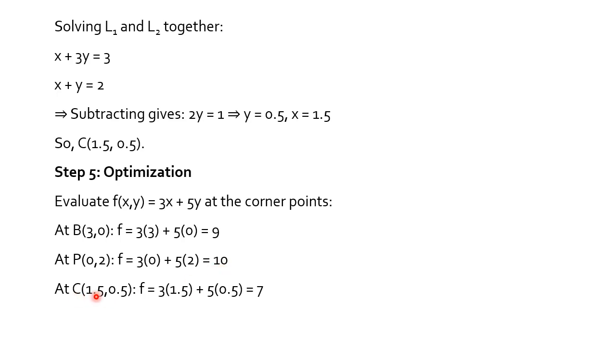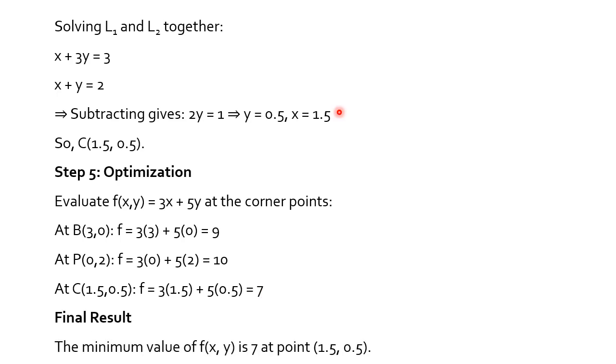After that, we will put x equals 1.5 and y equals 0.5 and get the value 7. Now students, we have three values, 9, 10 and 7, in the first quadrant, from which 7 is the minimum value. So our final result is that the minimum value of this function is 7 at the point (1.5, 0.5).